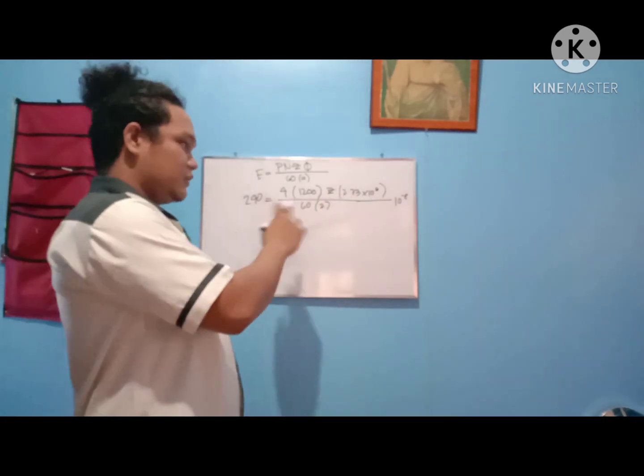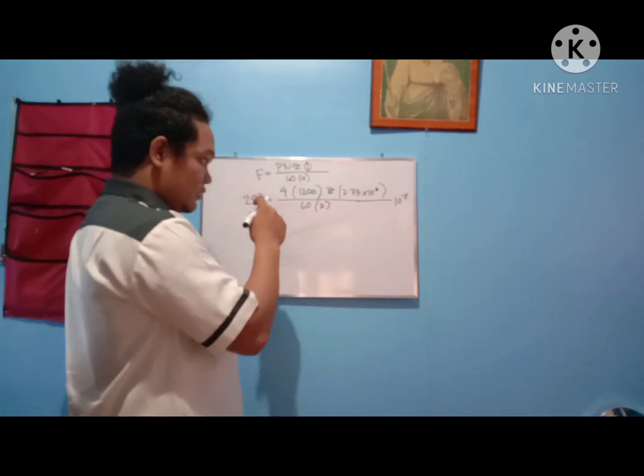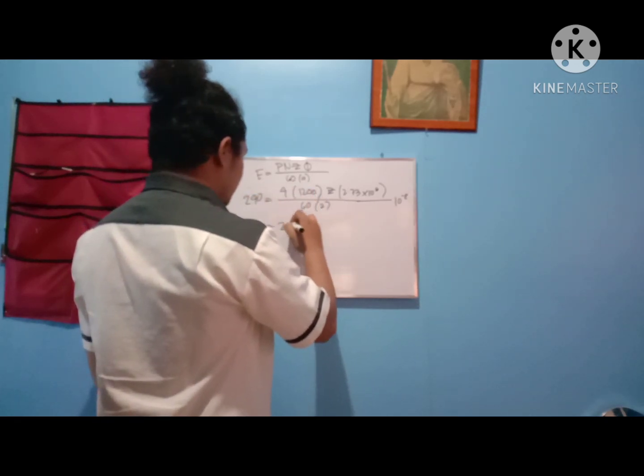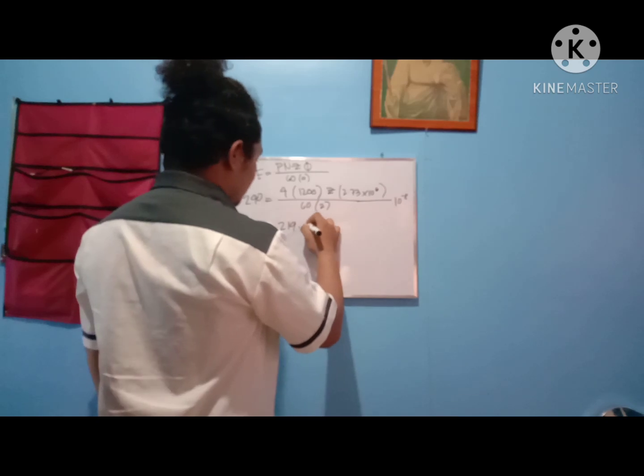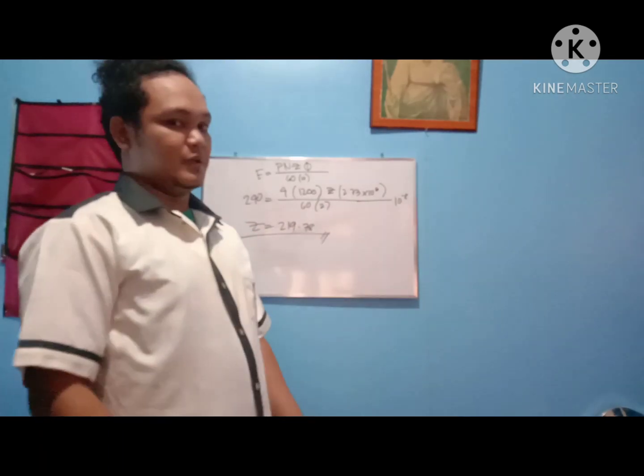We simply solve this in our calculator. So our conductors will be 219.28 conductors. So our second problem is solved.